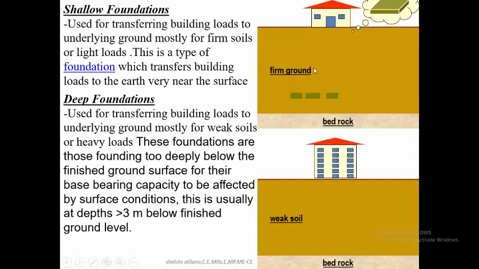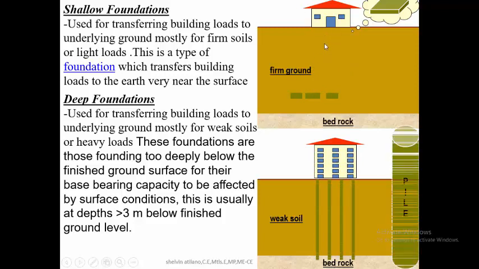So if it is firm, you have only minimal depth. Okay, but for deep foundation, this foundation goes too deep below the finished ground surface. Sometimes the depth is more than 3 meters.